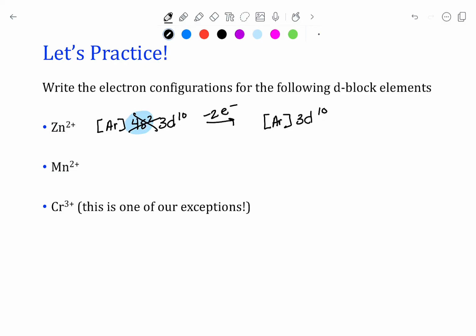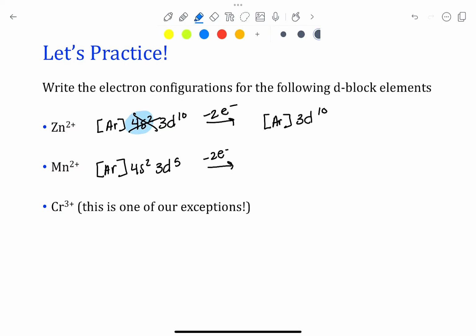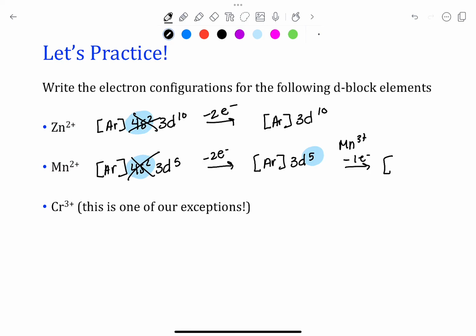Next up we have manganese, Mn 2+. So manganese is argon 4s2 3d5. And again, we're removing 2 electrons. Those 2 electrons are going to come from the 4s, so I'm really just getting rid of the 4s, and I'm left with the 3d. Now if I wanted to make it manganese 3+, I would then subtract off another electron. That electron would come from here, so I would be left with argon 3d4.